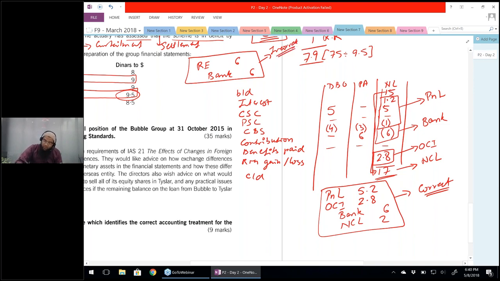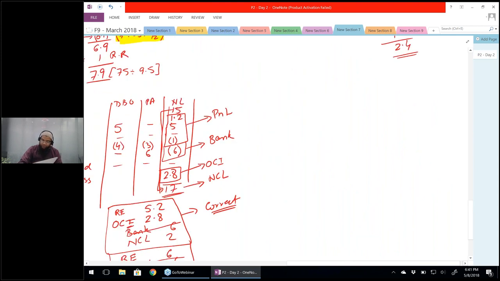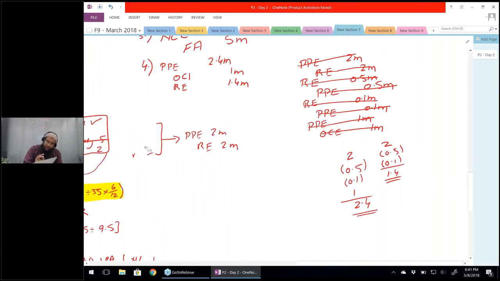So now actually P&L means retained earnings and OCI means OCE. So this was the correct entry, and the entry recorded by the question is retained earnings debit and bank credit by 6. So now we will be preparing the correcting entry. So what should be the correcting entry? Bank has been recorded correctly. What is the correcting entry?